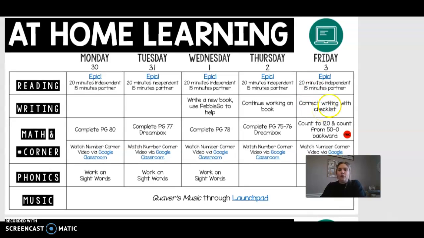Writing. Correct your writing with the checklist. So remember you wrote your book on Pebble Go. So I got a book, Austin sent me his book about Siamese cats, and it was awesome. So great job, Austin. I love seeing your work, so please send it to me. Just correct it with the writing checklist. Make sure you have your punctuation. Make sure that you have capital letters at the beginning, that there aren't any capital letters just hanging out in the middle of your sentences, because that would be kind of silly.